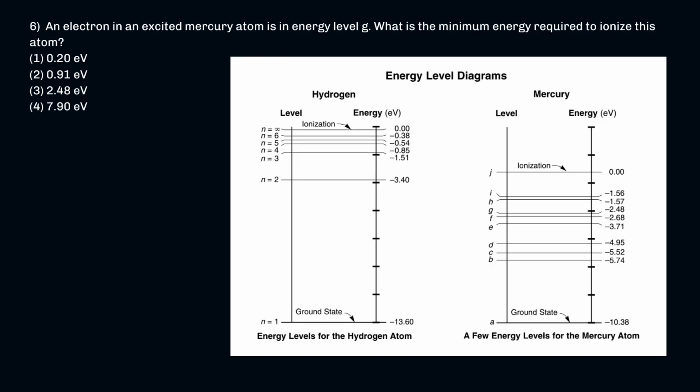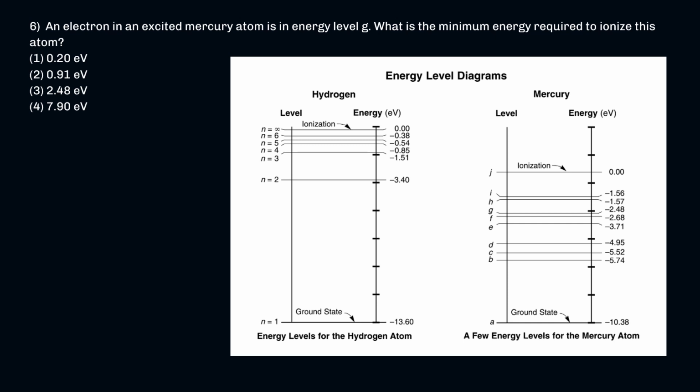So example number 6. We have an electron in an excited mercury atom in energy level G. What is the minimum energy required to ionize this atom? So with this, when you have energy levels, again, your reference table is very important in this unit. If you do not have one, it is in the description down below. And I put it on the slide for this one as well.